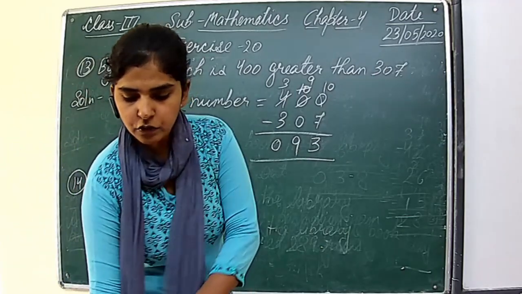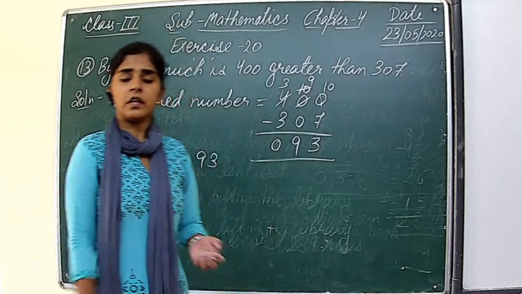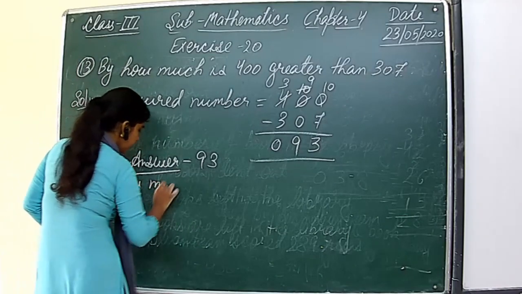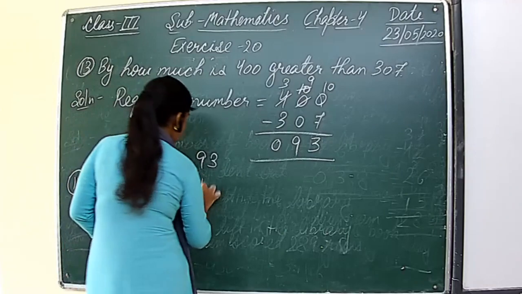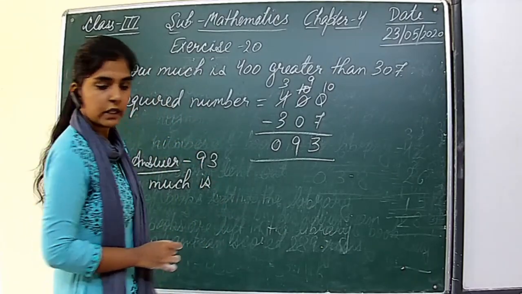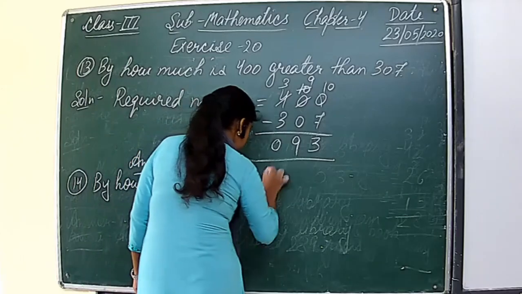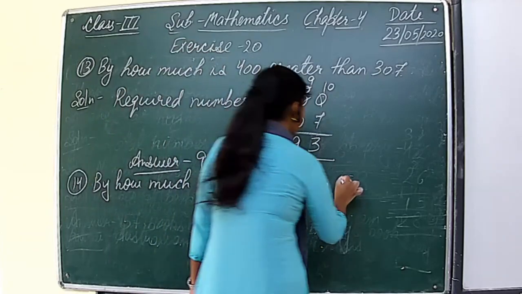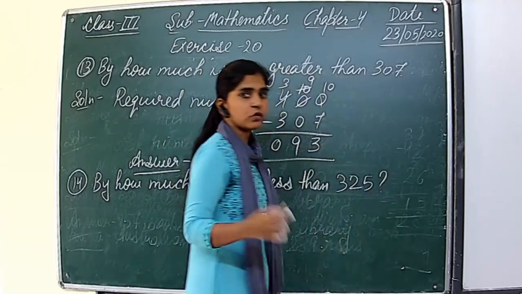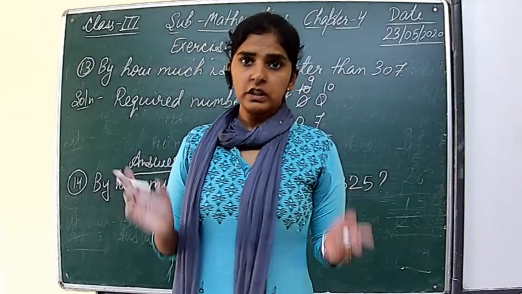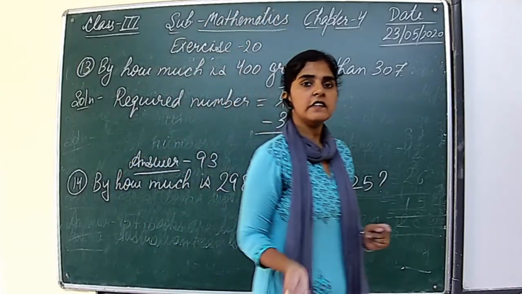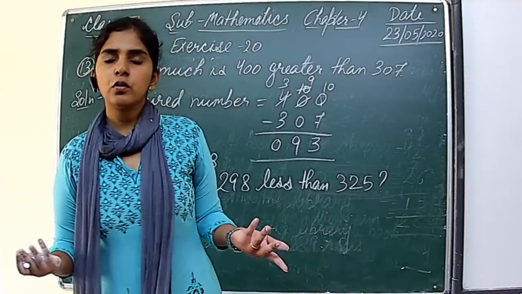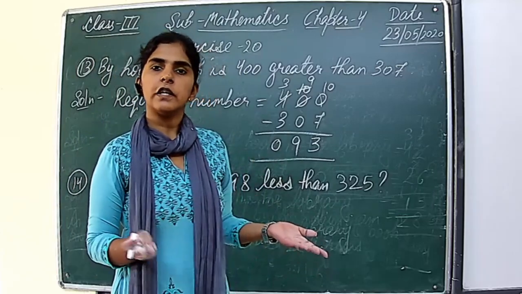By how much is 298 less than 325? See, if I ask you the question, by how much is 15 less than 19? So what will you say? You will say, ma'am, the answer is 4. How do you know that? Because 19 minus 15 is equal to 4.